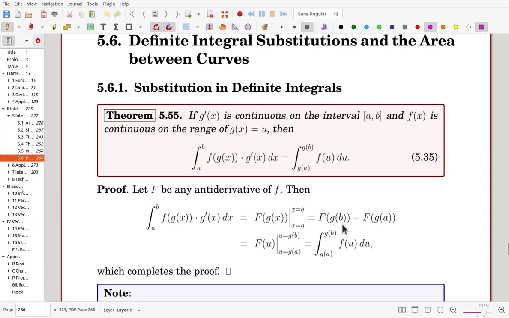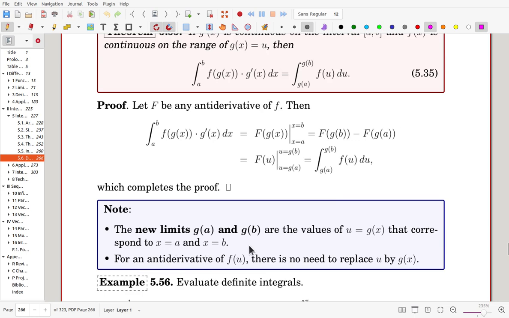Now the values are F of g of b minus F of g of a. We can rewrite this in this form. Rather than g of x, we can put u here, and u is g of b on the top, and u is g of a on the bottom. Then this can be written in this form. So we got that here. Now the new limits g of a and g of b are the values of u equals g of x that correspond to x equals a and x equals b.